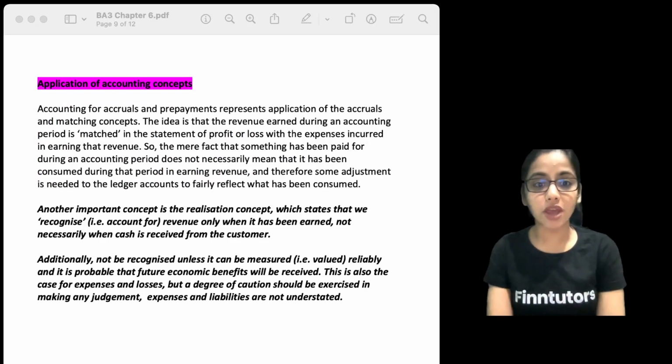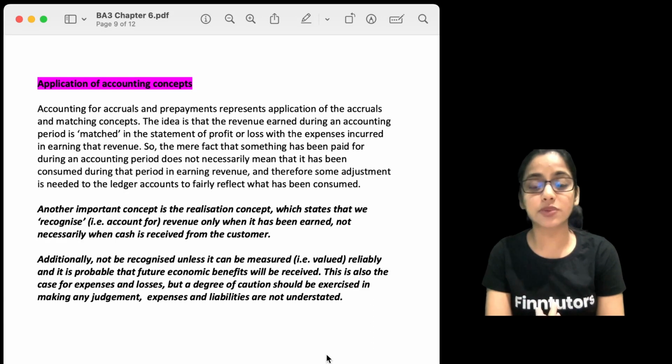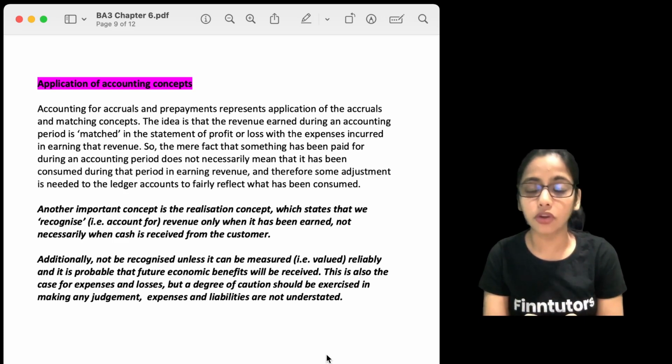The next part of this chapter is the application of accounting concepts, and the application of accounting concepts talks about the matching concept and the revenue recognizing concept. As we've already seen in the first chapter, this is just a repetition of the same. It says that the accounting period is matched with the statement of profit and loss with the expenses incurred in earning that revenue. So the fact that something has been paid for during an accounting period does not necessarily mean that it has been consumed. So you need to fairly adjust that in relation to the transaction.